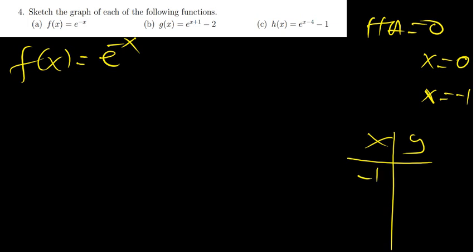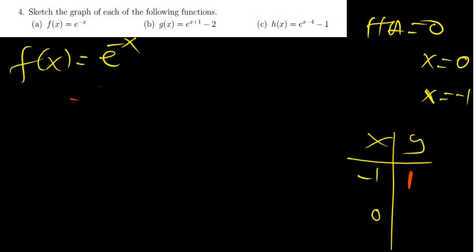If x is 0, what will be the value of y? Let's see. E raised to the power negative, if x is 0, it's going to be 0 anyway. So it's going to be e to the power 0, which is going to be 1. Any number to the power 0 is 1.